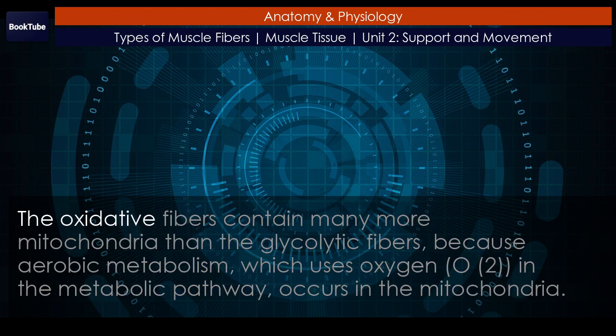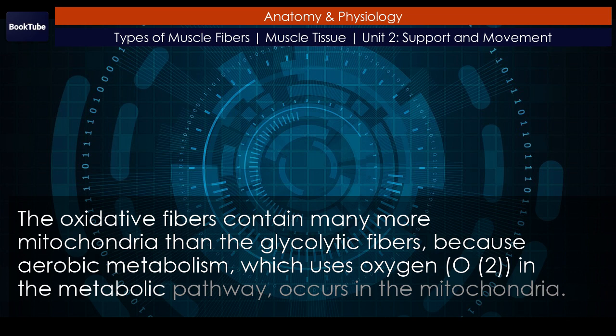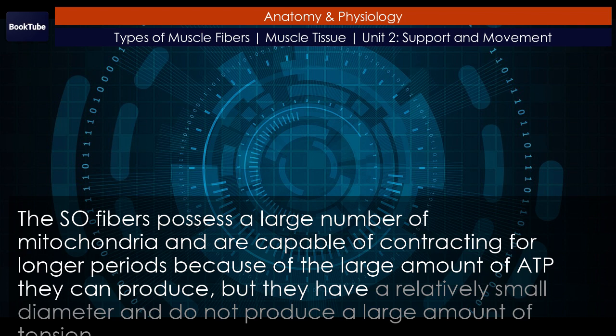The oxidative fibers contain many more mitochondria than the glycolytic fibers, because aerobic metabolism, which uses oxygen (O2) in the metabolic pathway, occurs in the mitochondria. The SO fibers possess a large number of mitochondria and are capable of contracting for longer periods because of the large amount of ATP they can produce. But they have a relatively small diameter and do not produce a large amount of tension.